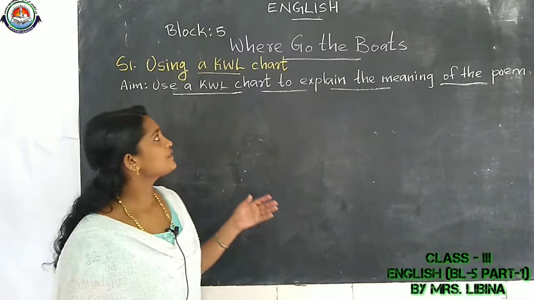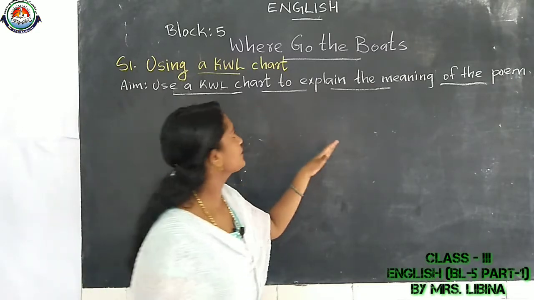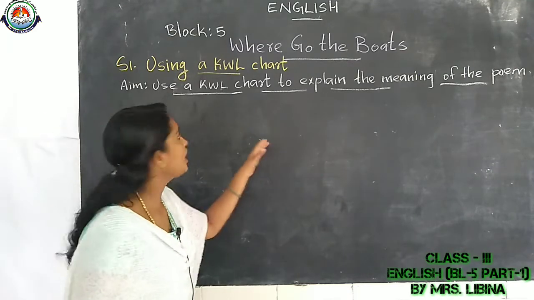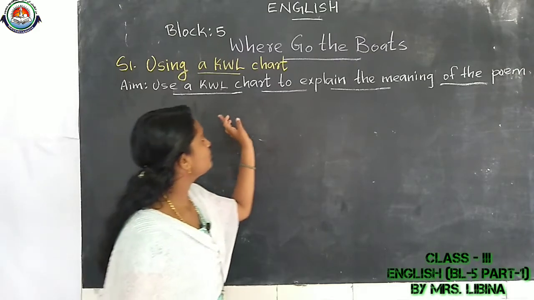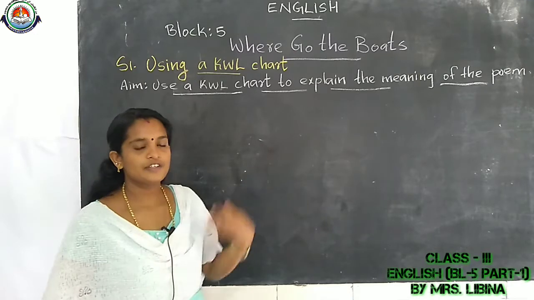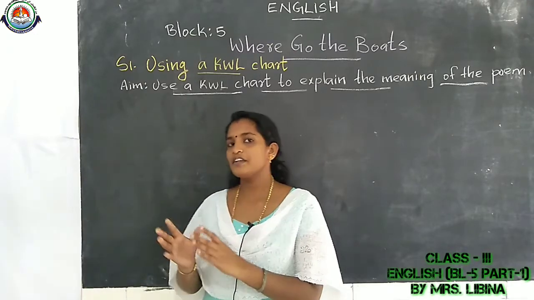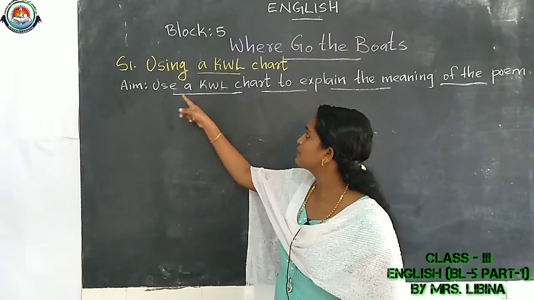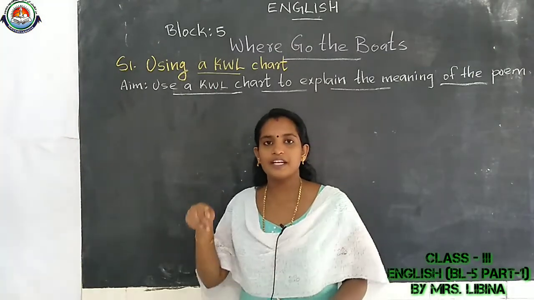Today we are going to start our Block number 5, Where Go the Birds, okay? And the aim of this lesson is to use a KWL chart to explain the meaning of the poem, okay? Today we are going to learn a beautiful poem. And also an unfamiliar word is here for you. Use a KWL chart. Okay, are you ready?